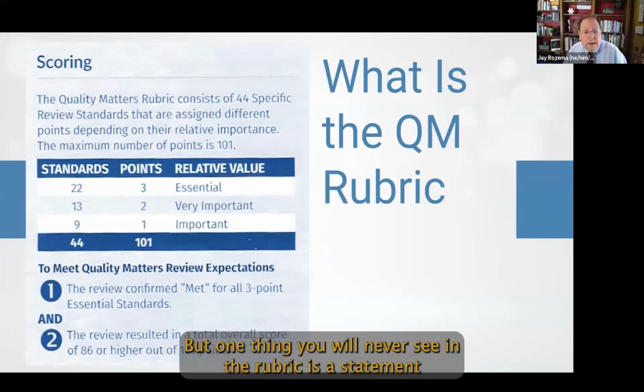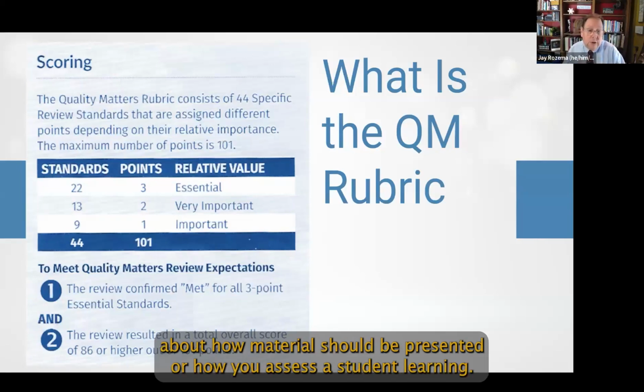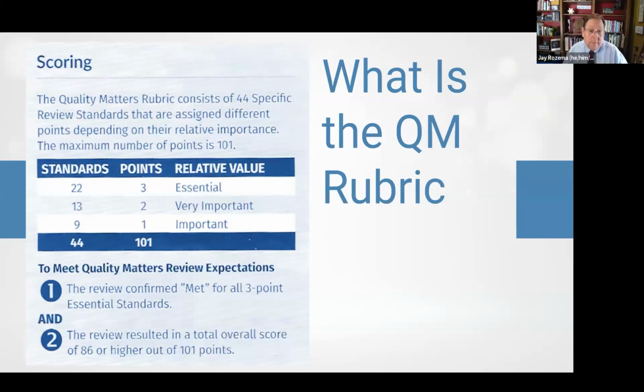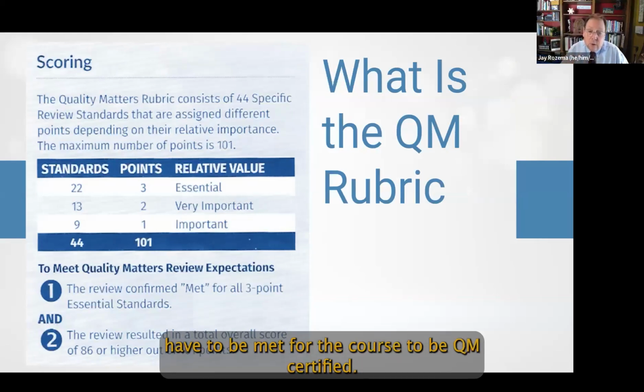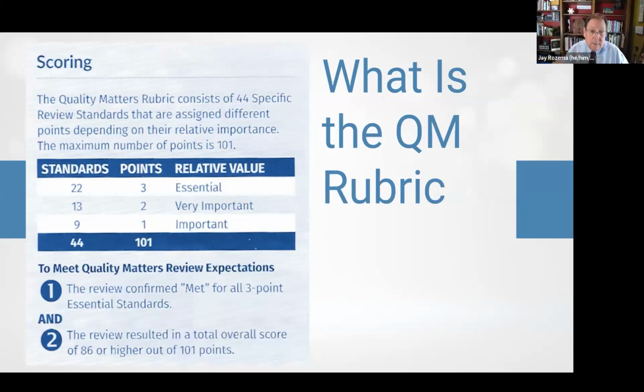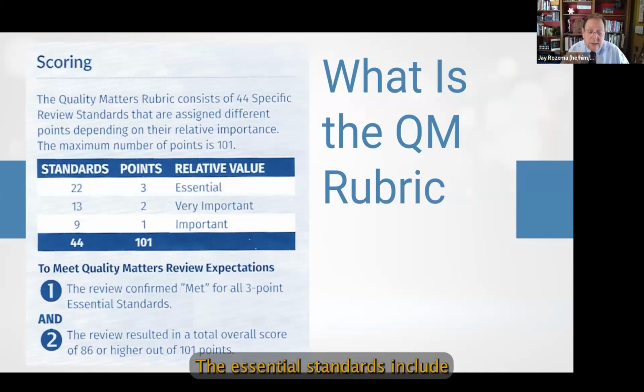But one thing you will never see in the rubric is a statement about how material should be presented or how you assess student learning. And I would like to note, it also says down there that all essential standards have to be met for the course to be QM certified. The essential standards include all of the alignment standards.